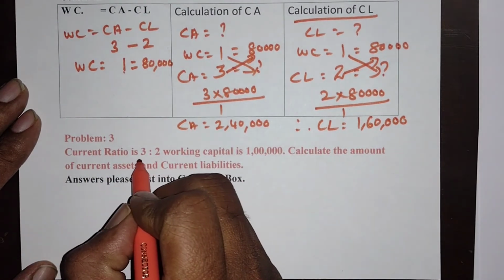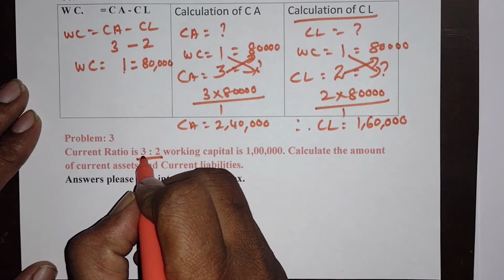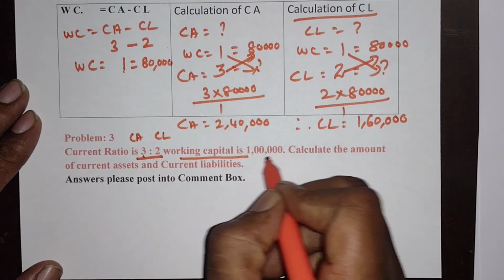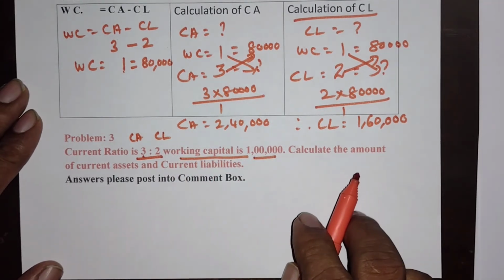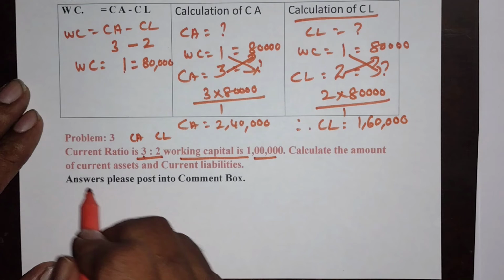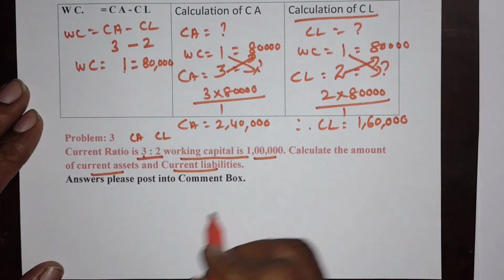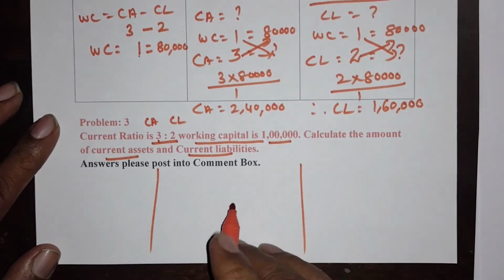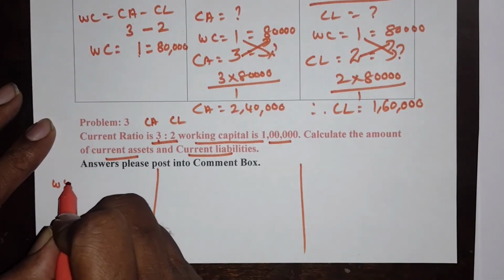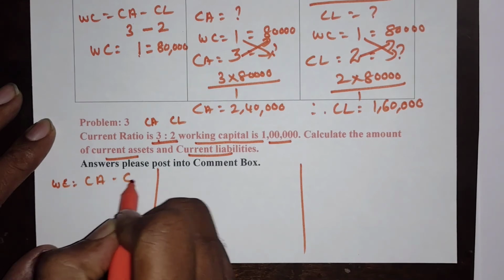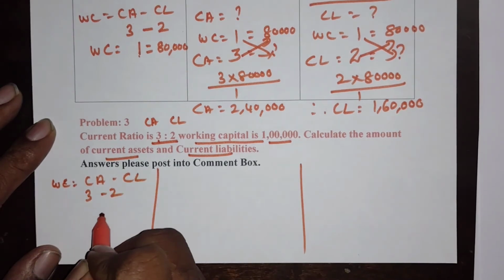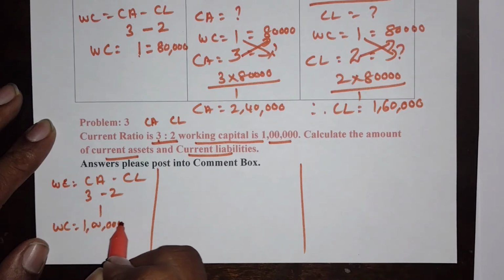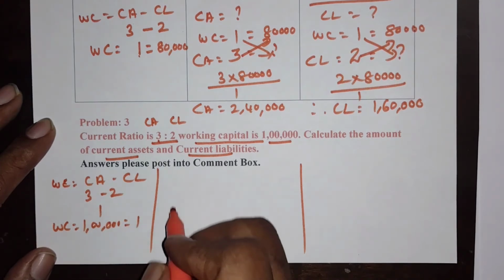Next, another problem is given like this. Current ratio is equal to 3 is to 2. 3 is to 2 means 3 is current asset, 2 is the current liabilities. Working capital is 1 lakh. Calculate the amount of current asset and current liabilities. Let us go for calculating in the same manner. Working capital is equal to current asset minus current liabilities. 3 minus 2 is equal to 1. Therefore, working capital is 1 lakh in terms of rupees and 1 in terms of ratio.